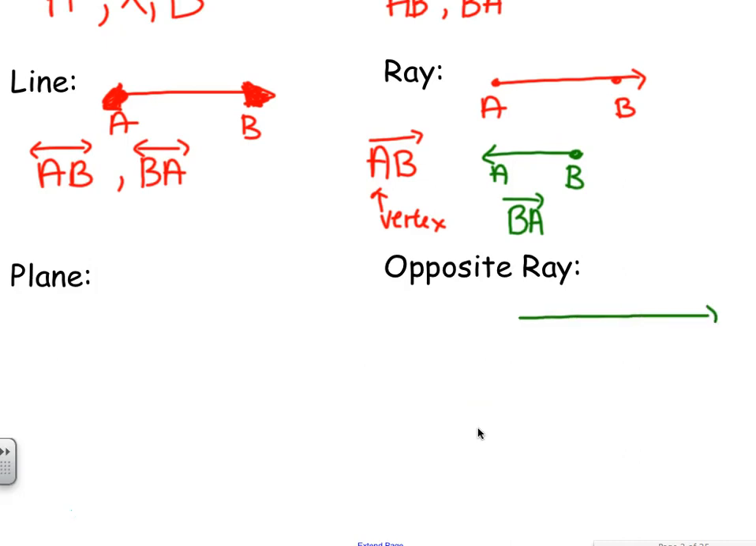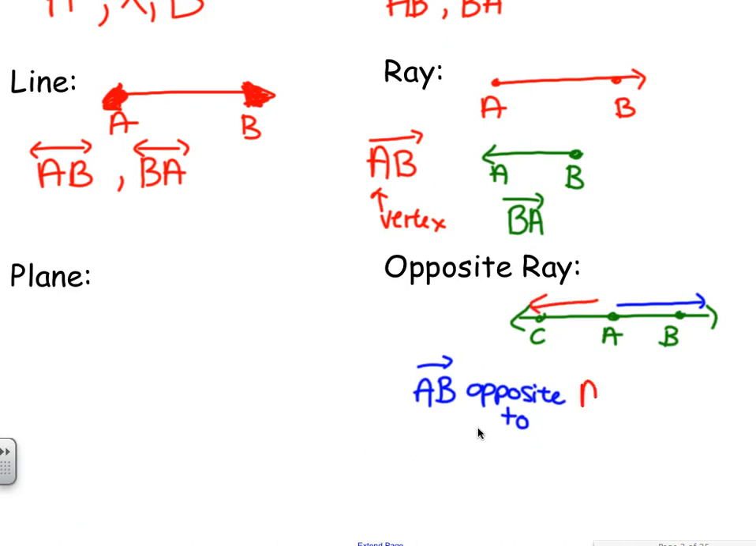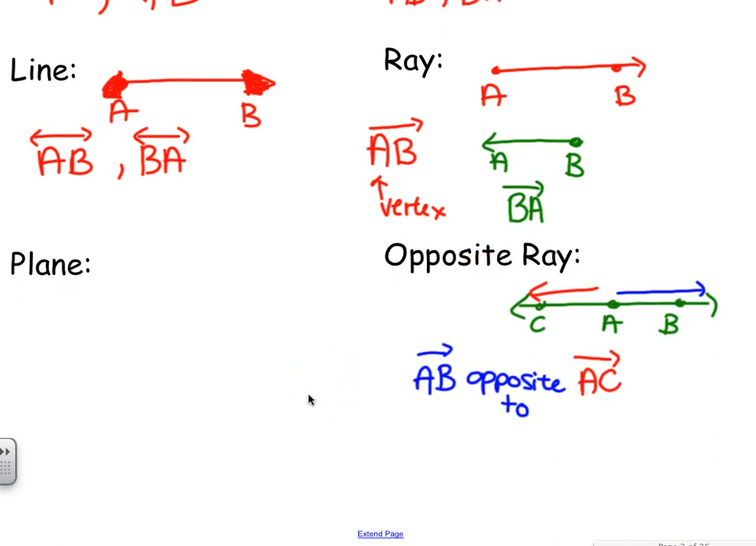So I'm going to draw an opposite ray, which is very similar to a line. So an opposite ray, this is one of the rays, so let me name that and say AB. And you would say is opposite to. And then I need to name the other ray, which is this one. So it's opposite to AC. Okay? So you just got to name two of the rays.